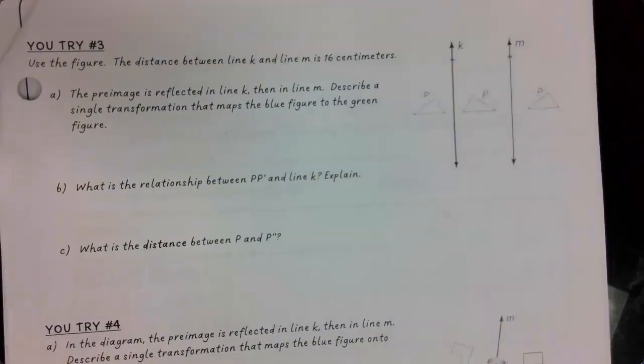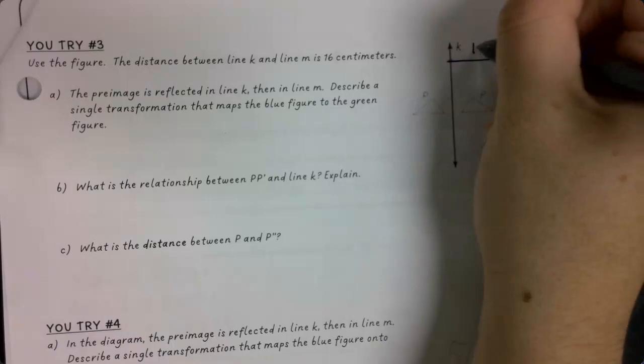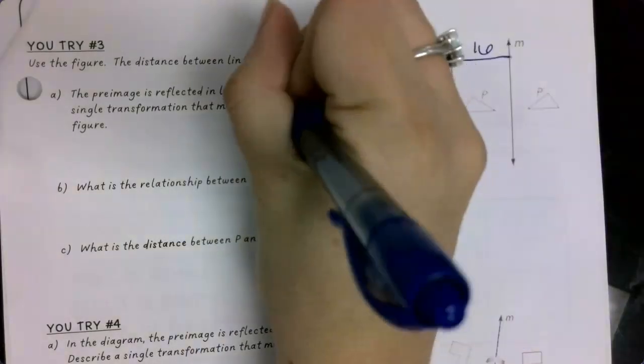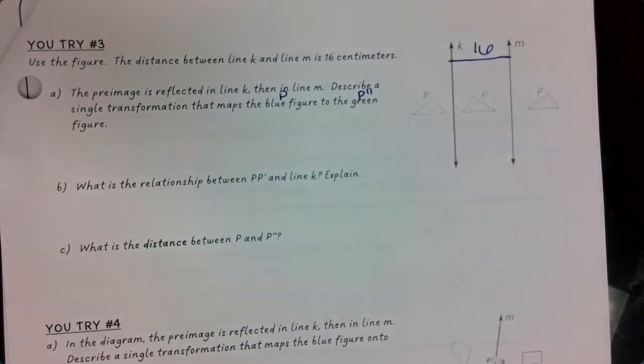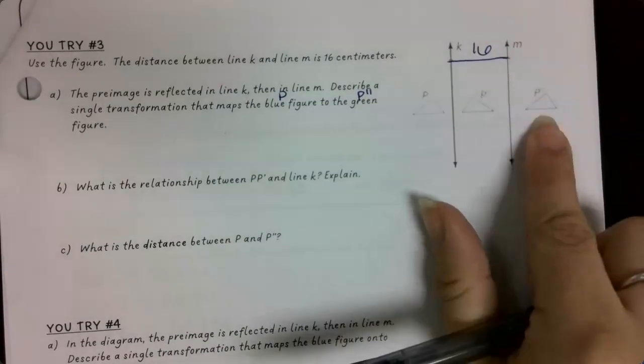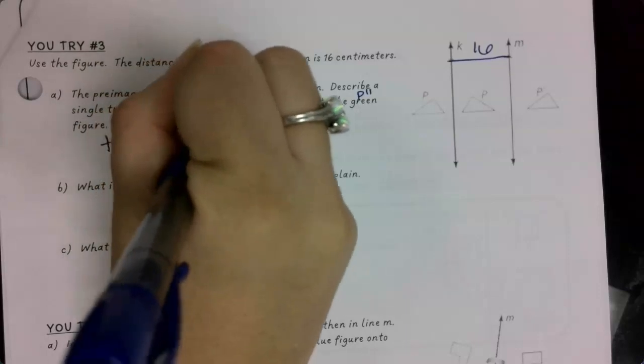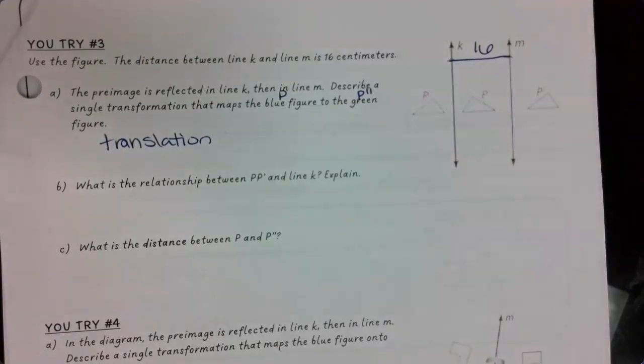This next one wants me to use the figure. It tells me the distance between line K and M is 16 centimeters. It says the pre-image is reflected in line K, then in line M. Describe a single transformation that maps the blue figure to the green one. I assume it's P to P double prime. So I'm looking for going from this triangle to this triangle. Because they're facing the same way, this is a translation. And without it being on a grid, I can't say by how much.